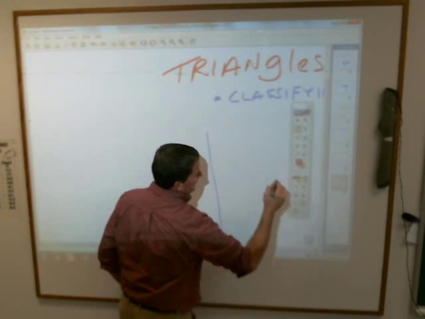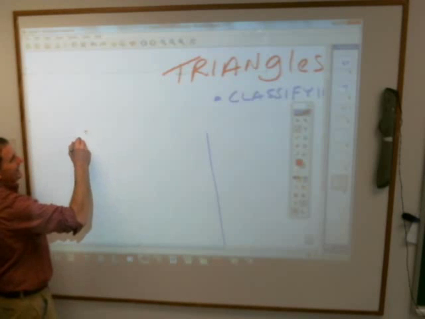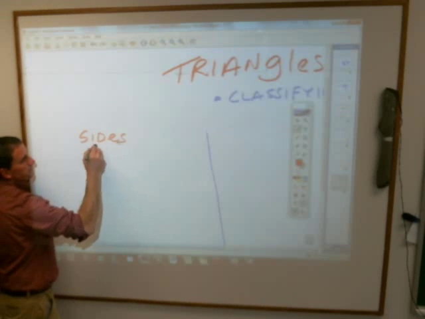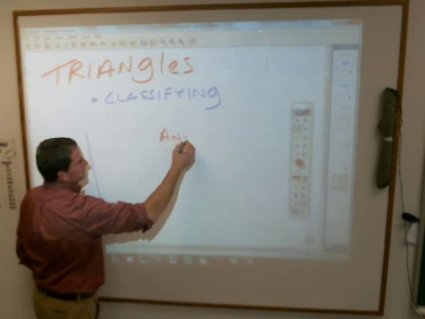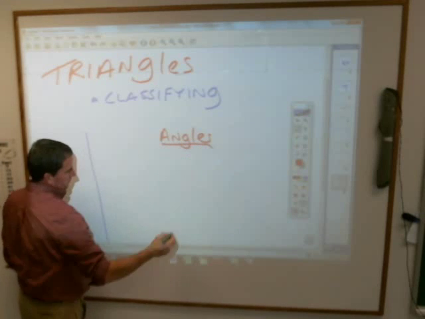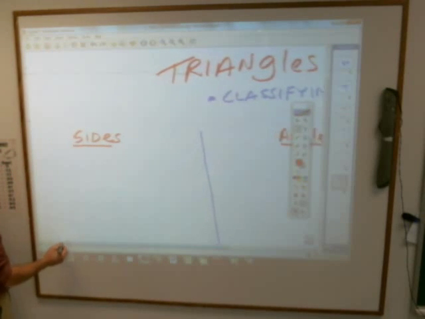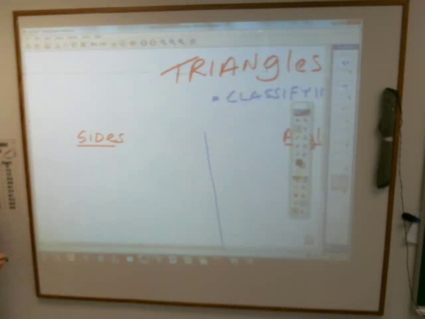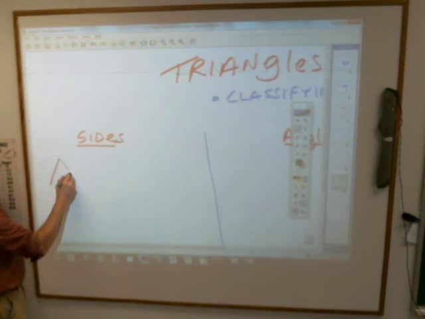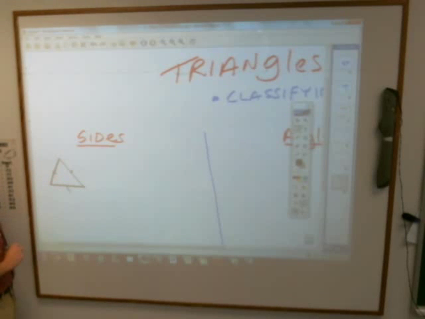We can either classify triangles by their sides, or we can classify triangles by their angles. And the first thing we're going to do is classify them by their sides. You have three different options when you talk about the sides of a triangle. Either all the sides of a triangle could be equal, and we show that when we draw them out by putting little hash marks in it. That means all three sides are equal.